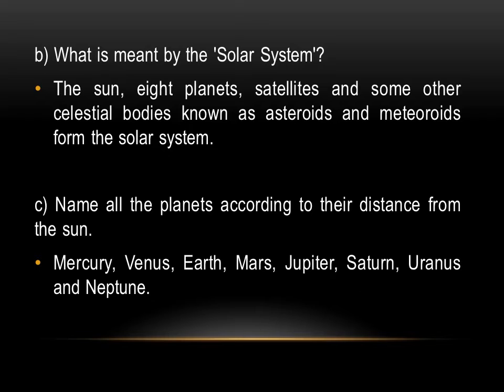B. What is meant by the solar system? This is very easy. The Sun, 8 planets, satellites and some other celestial bodies known as asteroids and meteoroids form the solar system. C. Name all the planets according to the distance from the Sun. You have to learn by heart, so that anytime if someone asks you, you should know these names as per the distance from the Sun. Mercury, Venus, Earth, Mars, Jupiter, Saturn, Uranus and Neptune.